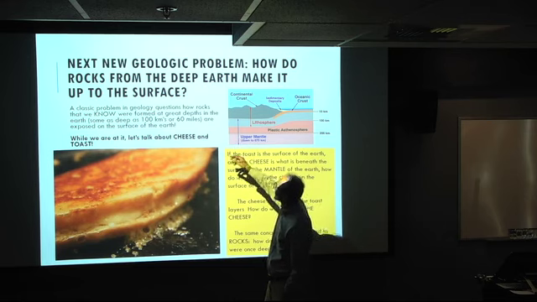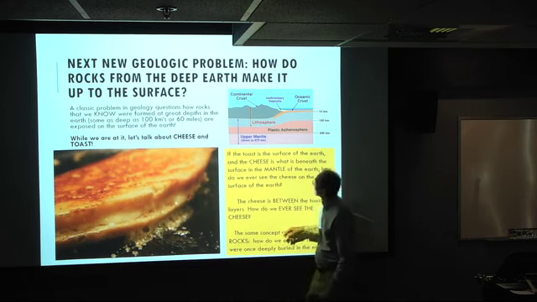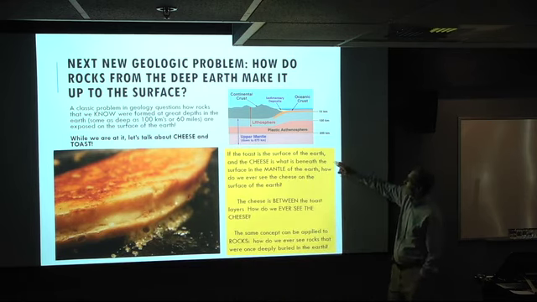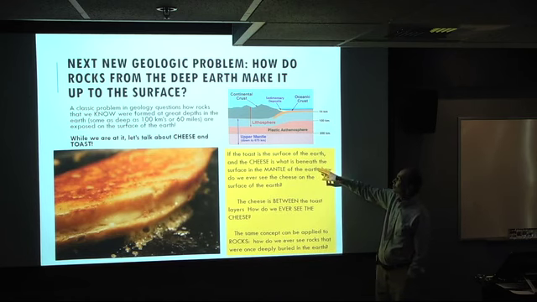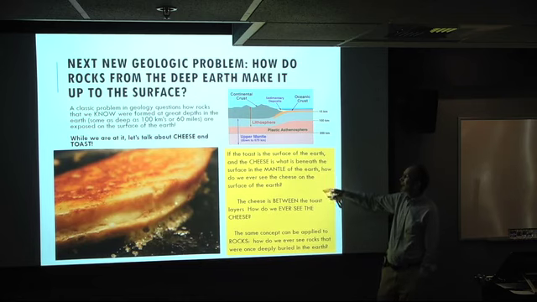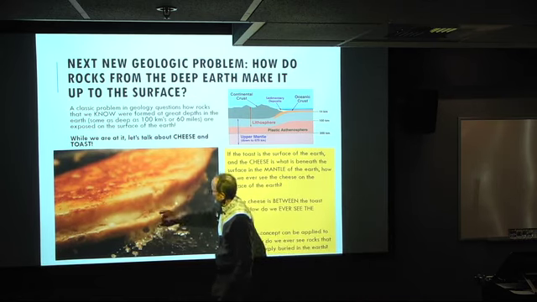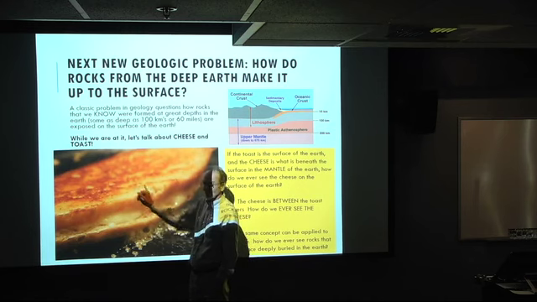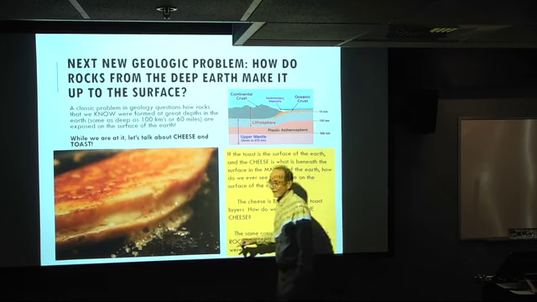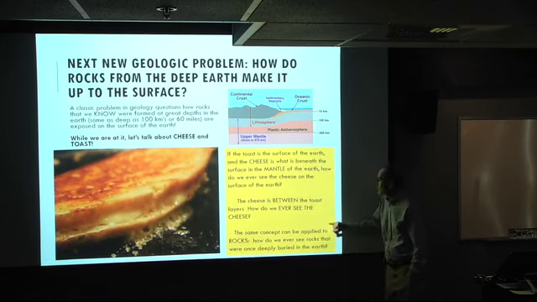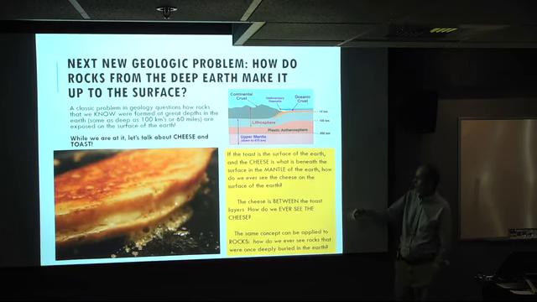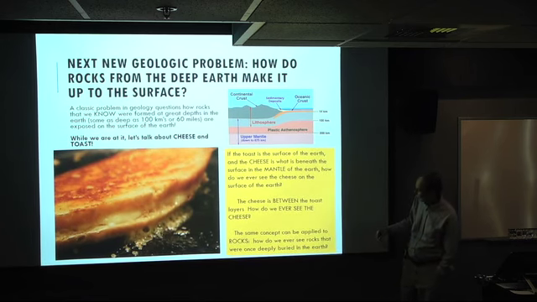While we are at it, let's talk about cheese and toast. If the toast is the surface of the earth and the cheese is what is beneath the surface in the mantle of the earth, how do we ever see cheese on the surface of the earth? So toast, cheese, how do you get the cheese up to the top of the toast? The cheese is between the toast layers. How do we ever see the cheese? The same concept can be applied to rocks. How do we ever see rocks that are once deeply buried?